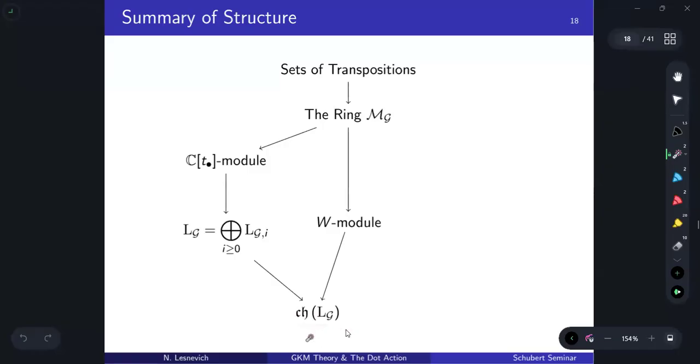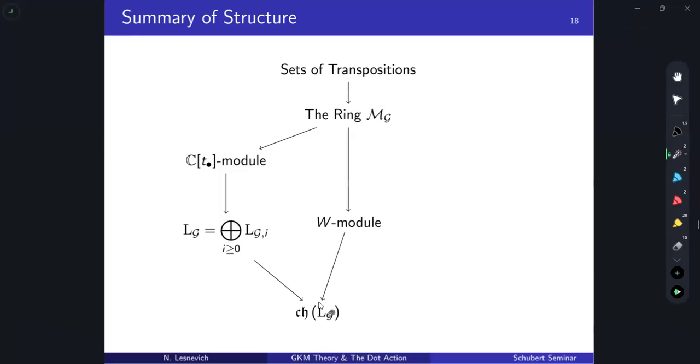And this graded character is the goal object in a lot of the research that I end up doing. I want to be able to compute this character down here, and I really want to be able to do it just from looking all the way at the top. I want to be able to take in a set of transpositions, do some combinatorics, and tell you exactly what this graded character is.